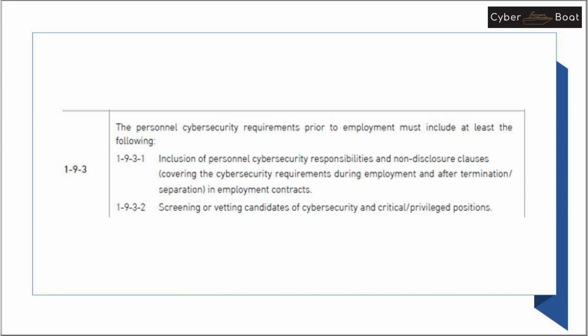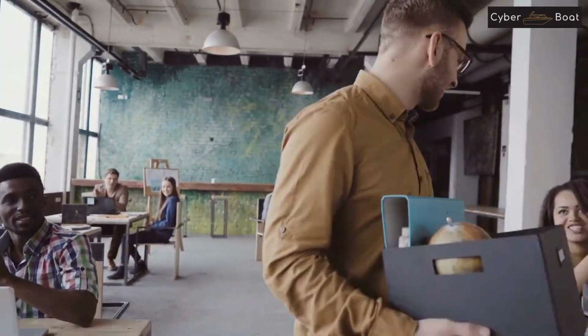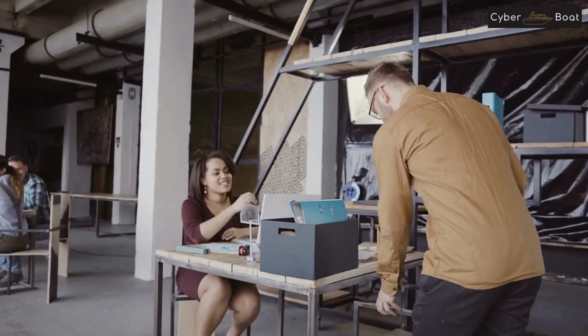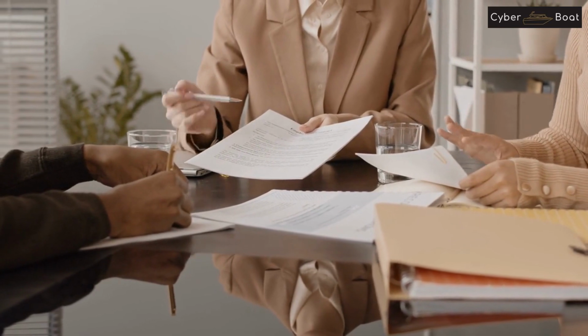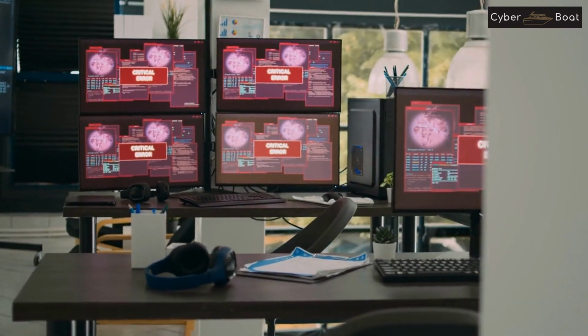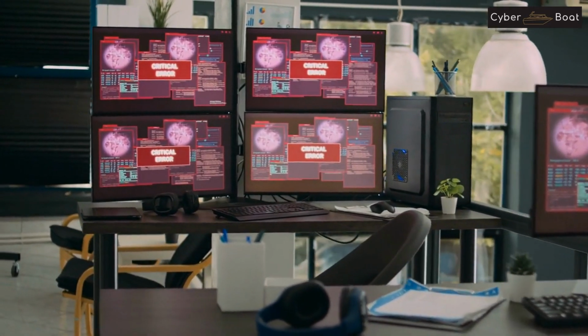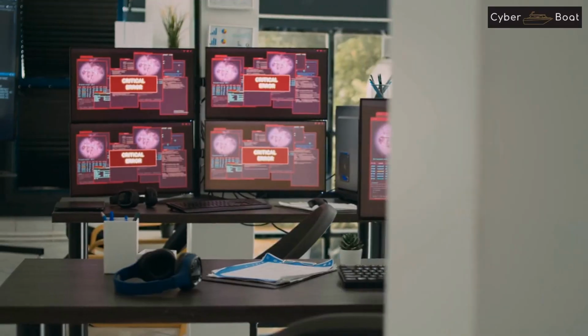Control 1-9-3 is about the personnel cybersecurity requirements that must be implemented prior to employment. This includes steps that an organization should take to ensure that new hires are aware of and understand their cybersecurity responsibilities, as well as to protect the organization's information and technology assets. One example of how to implement this control would be to include specific cybersecurity responsibilities and non-disclosure clauses in the employment contract. This would make it clear to new hires that they have certain obligations to protect the organization's information and technology assets, and that they will be held accountable for any breaches of those obligations.